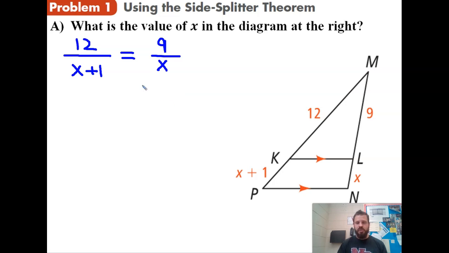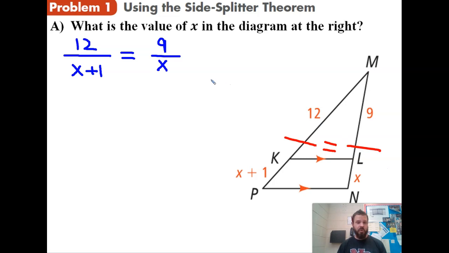Okay, notice the way my proportion looks. It basically looks the same way it does in my picture. I can essentially just set that proportion up with the numbers as they are in the picture. There's other ways you can set it up, but I'd recommend make it look like the picture and you know you're going to get it right.